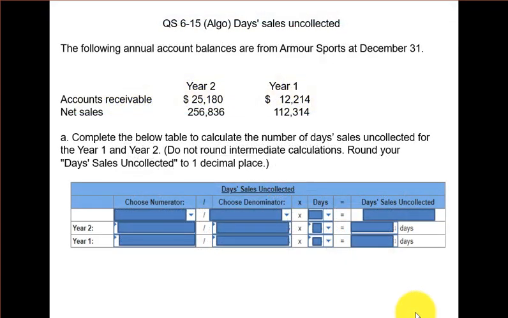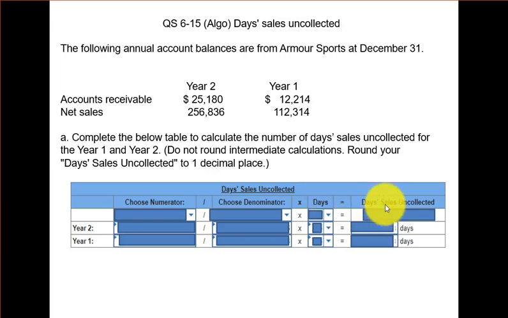So here's our problem. The following annual account balances are for Armor Sports at December 31st. We have year 2 and year 1, and they give us accounts receivable and net sales. They want you to complete the table below to calculate the number of days sales uncollected for year 1 and year 2. Round your collections to the nearest one place. In this little table, we've got a numerator, the top of the fraction, a denominator, the bottom of the fraction, and then days, which would be 365.